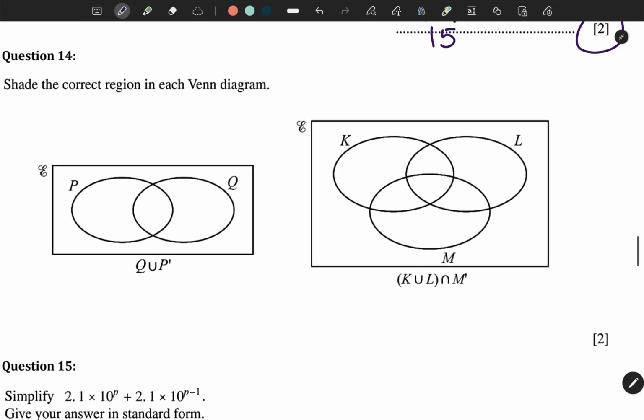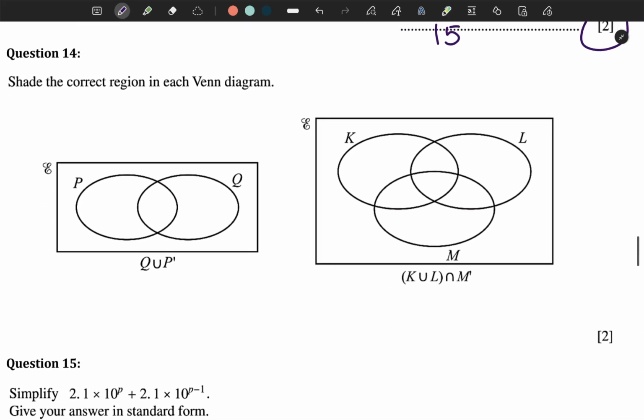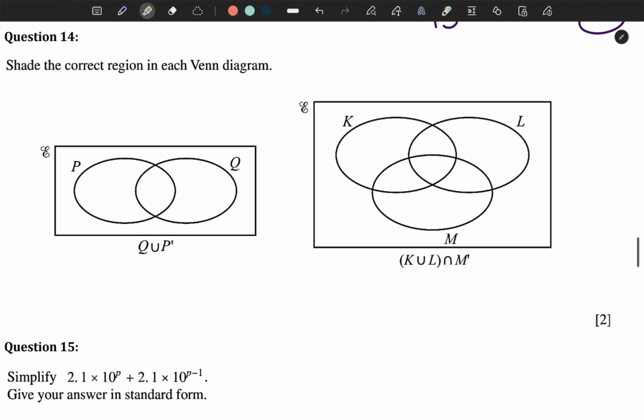Next one, a Venn diagram. Some students find it very difficult. You should practice it because this kind of question is most probable for your non-calculator paper, at least for 3 to 4 marks. First one, you have to shade the region Q union P dash.